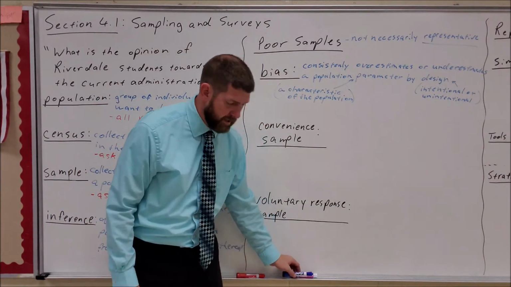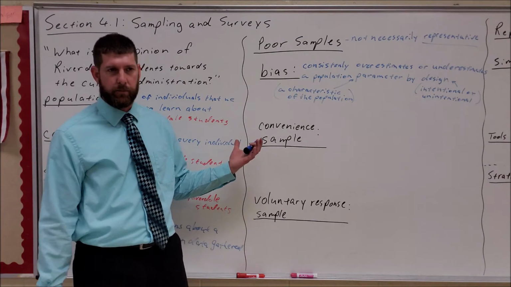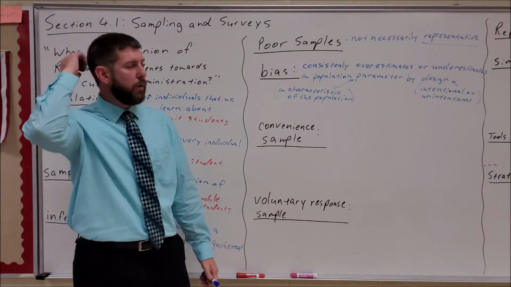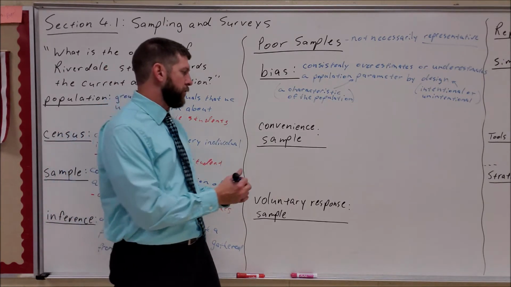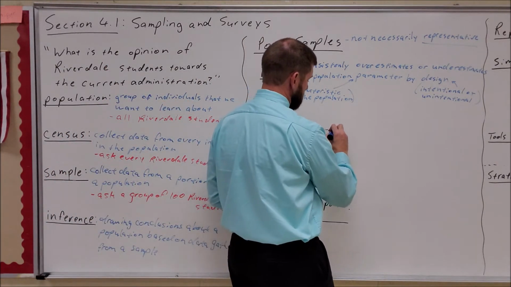All right, so the first type of sample we've got is what's called a convenience sample. I think these are pretty self-explanatory. What do we mean by a convenience sample? Well, it's a group that's convenient, so a group that's easy to collect data from.